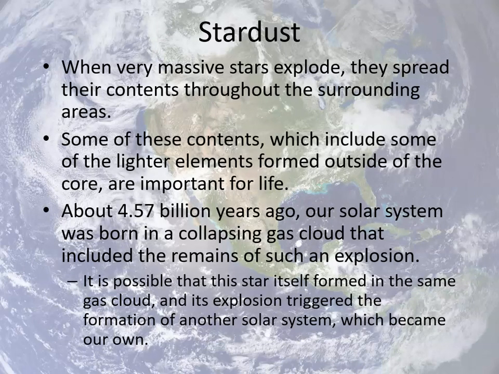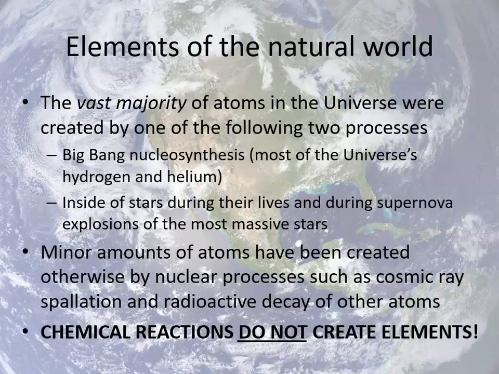In fact, a lot of this stardust goes into the rest of the galaxy, and it can pollute other giant molecular clouds that haven't quite collapsed by their own gravity to form stars. And in one particular case, about 4.57 billion years ago, our solar system was born in such a collapsing gas cloud. And the vast majority of atoms in the universe were created either inside of stars or during the Big Bang, including pretty much everything in our solar system, except for, as I mentioned, beryllium and boron.